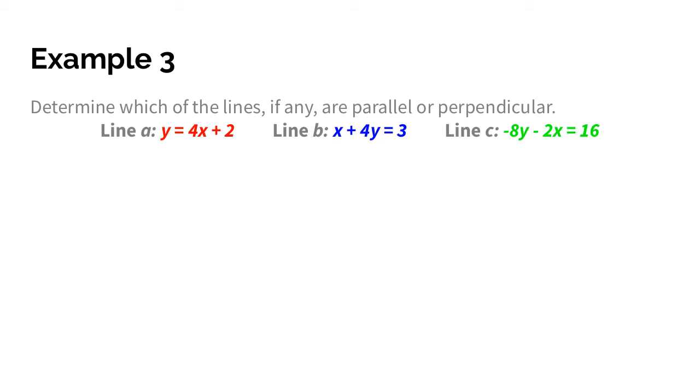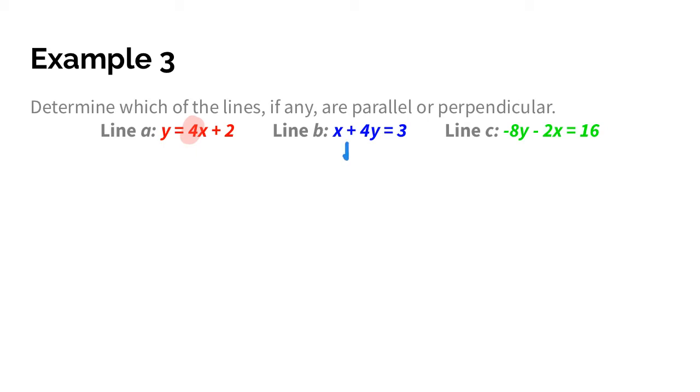All right, so based on these three lines, I want to know which ones are parallel or perpendicular, if any. So again, we're going to look at our slopes. Slopes of parallel lines are going to be equal. Perpendicular lines would be that opposite reciprocal. Line A you'll recognize is written in slope-intercept form, so I know the slope is 4. Line B and C, however, are written in standard form. So line B, we have x plus 4y equals 3.